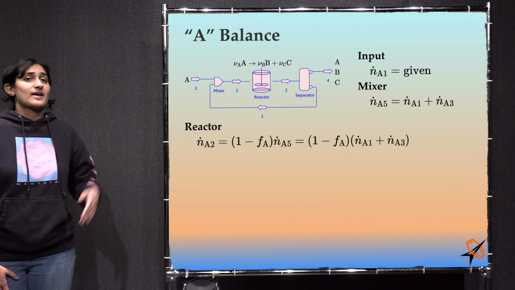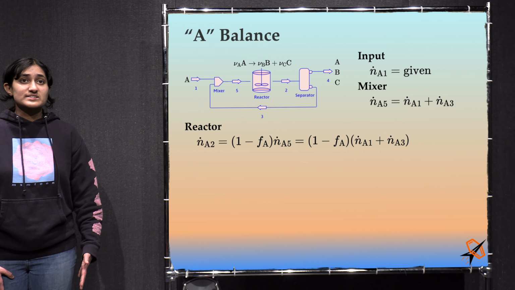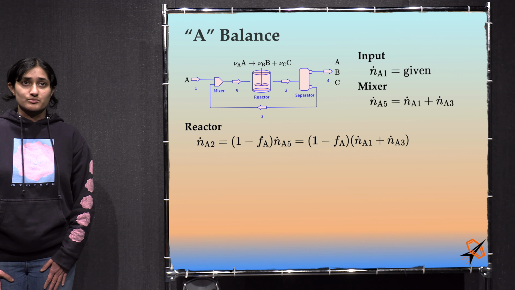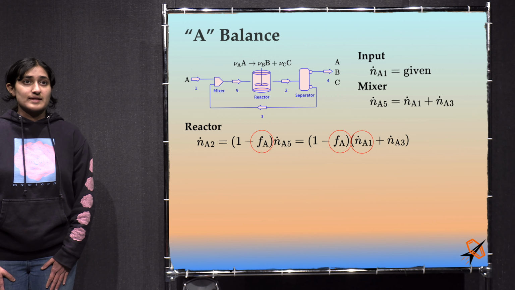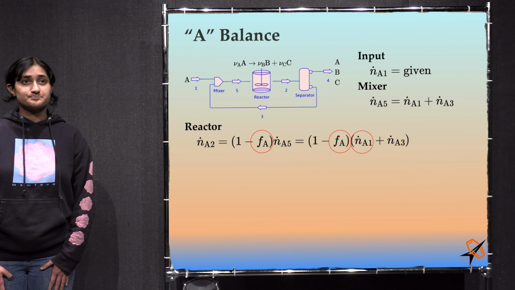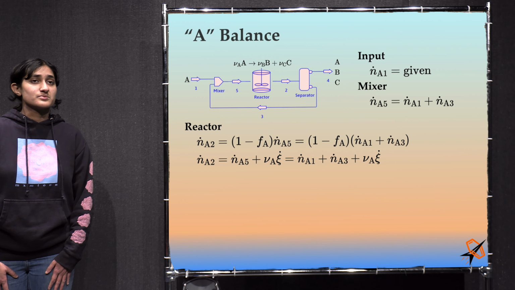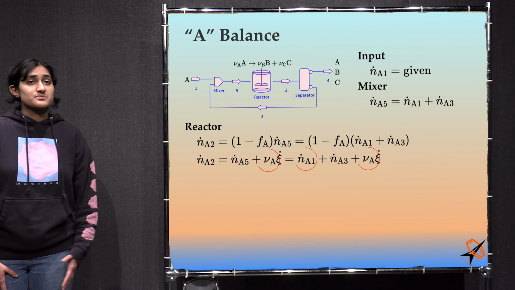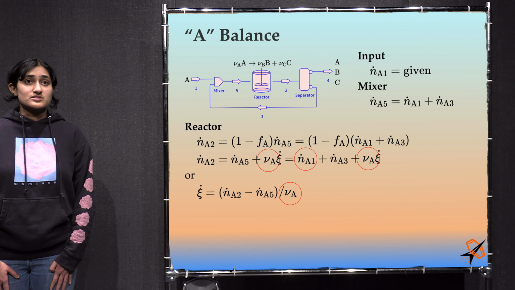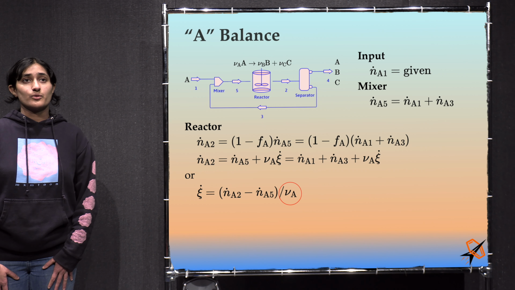In the reactor, the output of A in stream 2 is 1 minus the fractional conversion times the input from stream 5, or, substituting from the mixer equation, 1 minus Fa times the sum of n.A1 and n.A3. We know the fractional conversion, and n.A1, so we're left with one equation and two unknowns, or two equations and three unknowns. We also need to solve for the extent of the reaction, so we'll write the equation first in terms of n.A5 and the extent, then substitute in for n.A5, and finally rearrange to solve for the extent. In these equations, we know the stoichiometric coefficients and n.A1, so we're left with one equation and three unknowns.